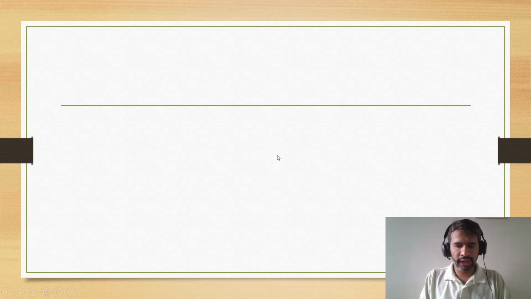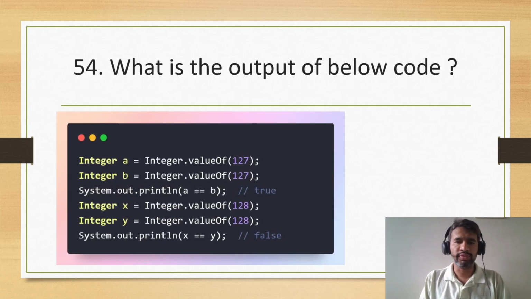So the next question is, what is the output of the below code? We have four integer variables: a, b, x, and y. A and b are of value 127, x and y are of value 128, and there is some comparison happening. So let's understand this in detail.